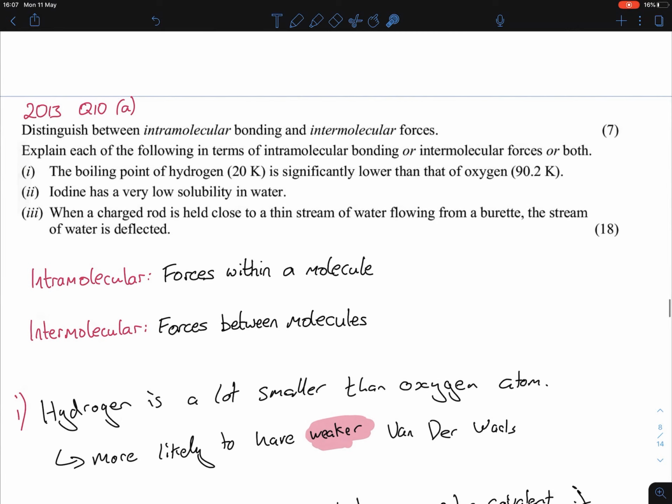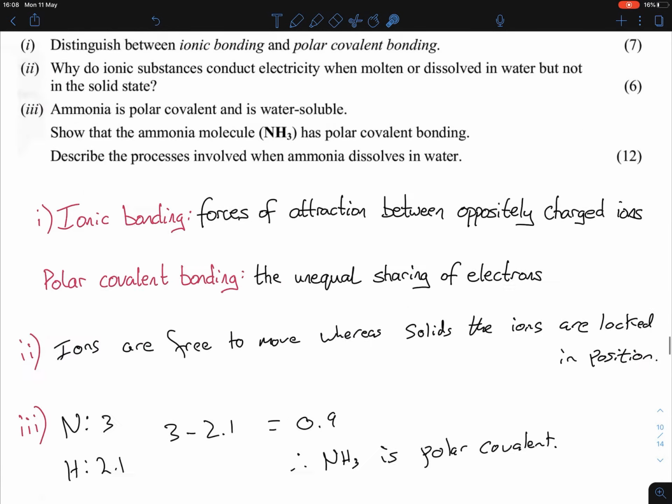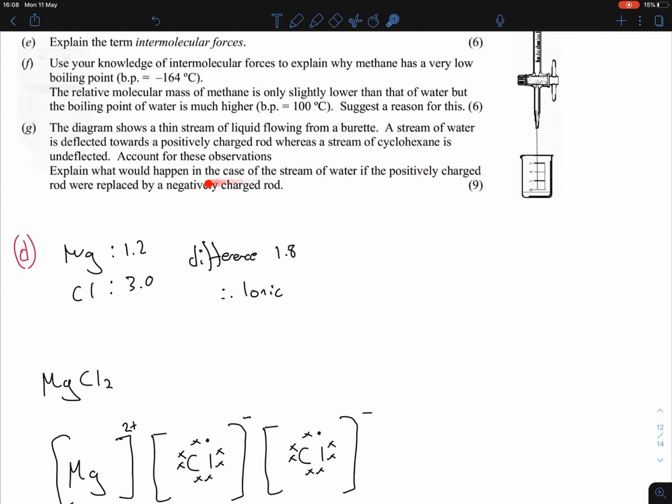Here we go, 13. When a charged rod is held to a thin stream of water, the stream is deflected. Why is this? A charged rod attracts the opposite charge in the water, which is polar. So all you need to do is state that again if you wanted to, for down here. The stream of water is still attracted to the rod as the dipoles rearrange themselves.